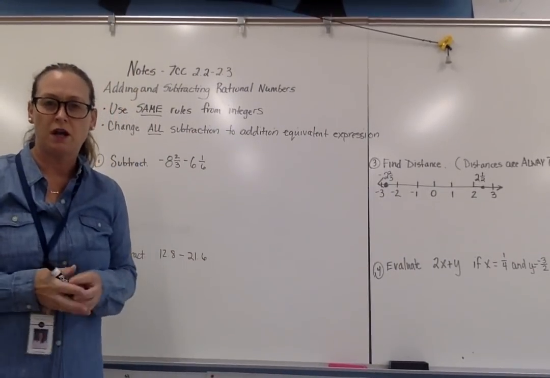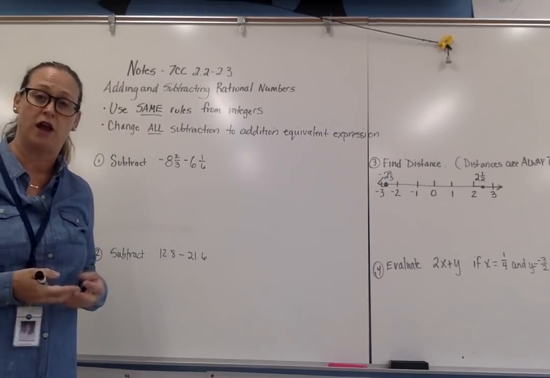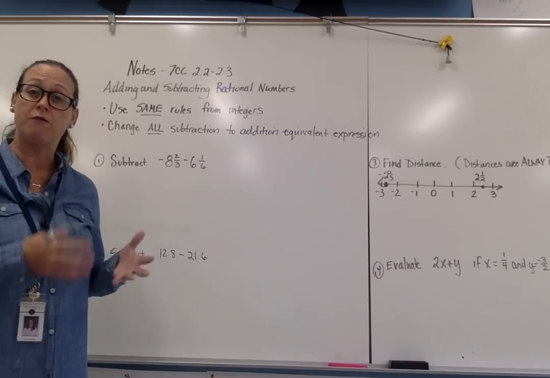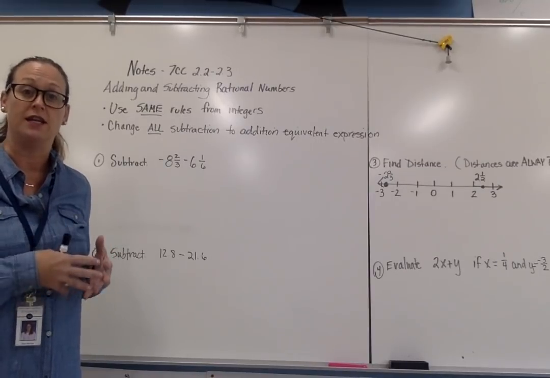Hi everybody, we're going to talk about notes from the 7th grade Common Core 2.2 and 2.3. We're going to be adding and subtracting rational numbers. So we're going to be focusing today on adding and subtracting positive and negative fractions and decimals.